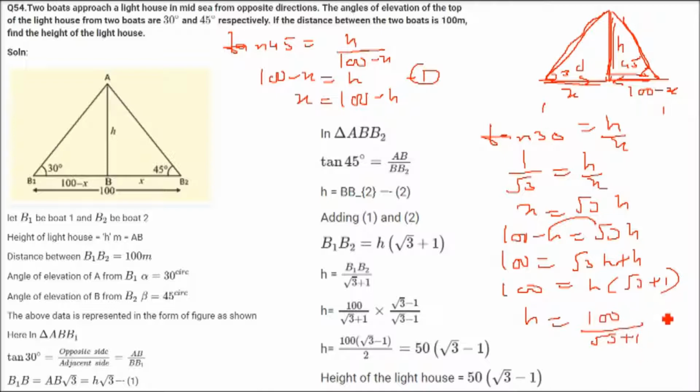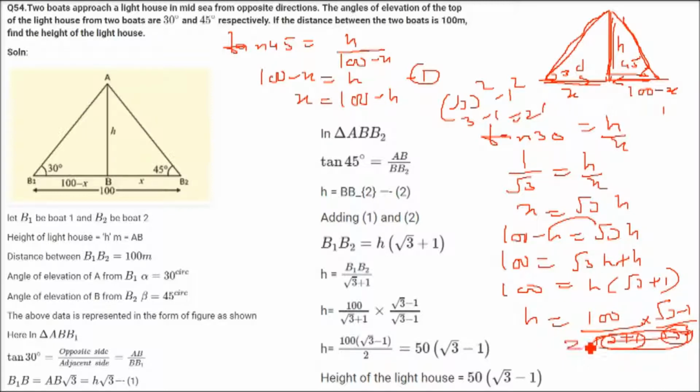Now we can't leave this root 3 plus 1 in the denominator, so we have to rationalize it. So multiply root 3 minus 1 and root 3 minus 1 in the numerator and denominator. This root 3 plus 1 and root 3 minus 1, this is (a plus b)(a minus b). So you'll get root 3 whole square minus 1 square. This will be 3 minus 1, that is 2. So you'll get this as 2.